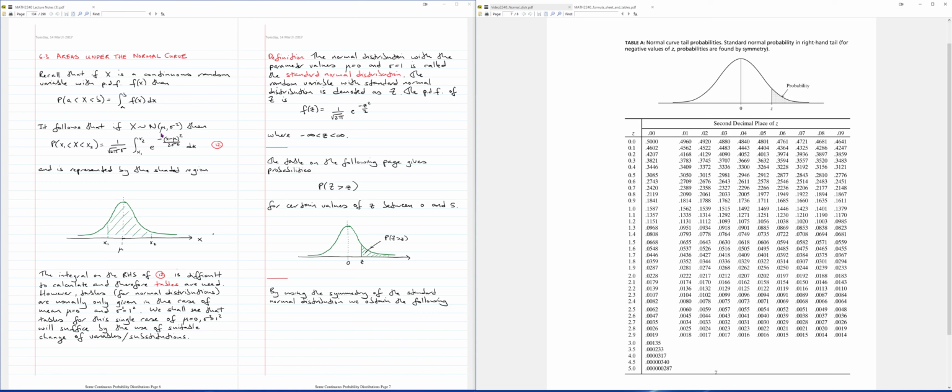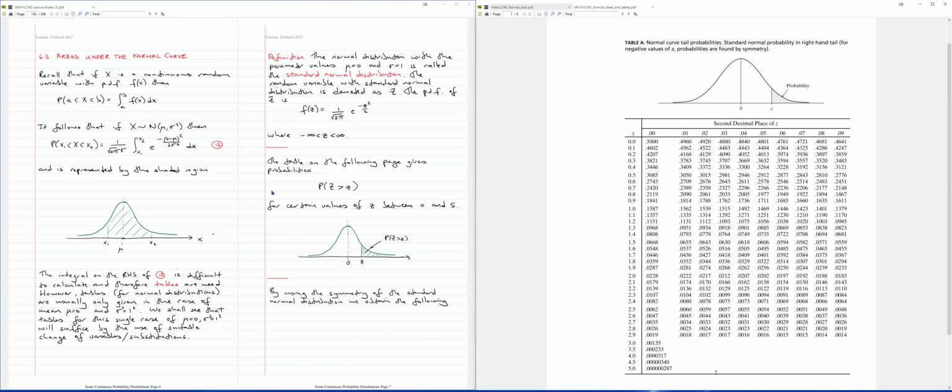So in order to use your table, first of all you would need to convert this. You want to standardize. The standardization is actually a substitution that we will eventually get to. But when you want to calculate a probability for a normal distribution, the first thing that we're going to do is convert to z.